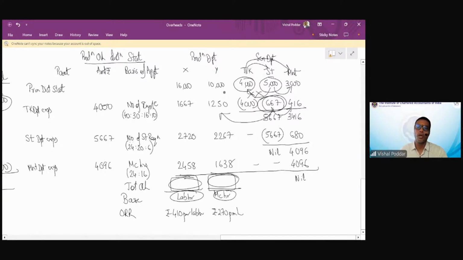So, if I would have started with stores, I would have required to do this working of stores twice. First, I would have charged this 5,000 to these three people whom stores is serving. And after I did timekeeping apportionment of 4,000, it would have given further 6,667 to stores. Again, I would have been required to apportion 6,667 of stores to others. So this would have unnecessarily increased my step.